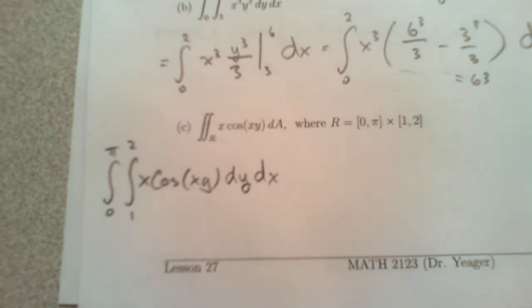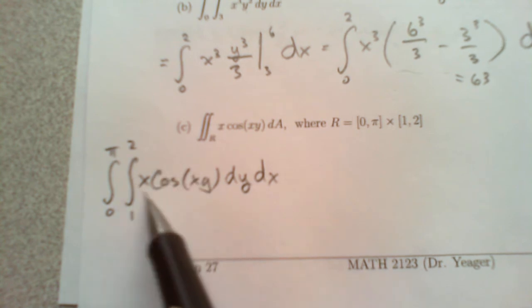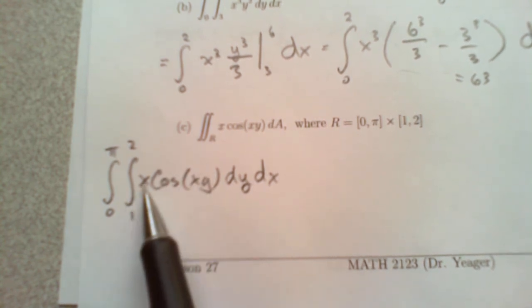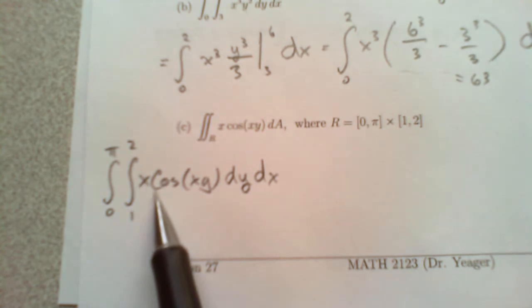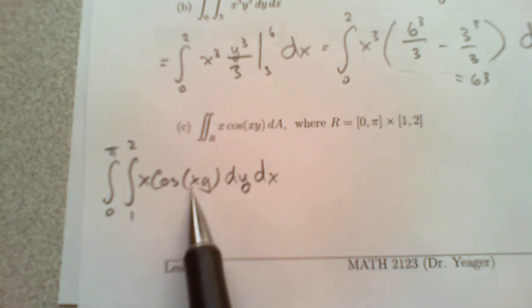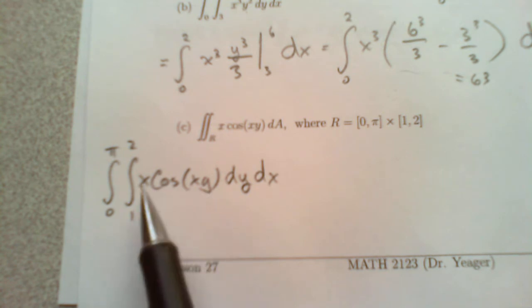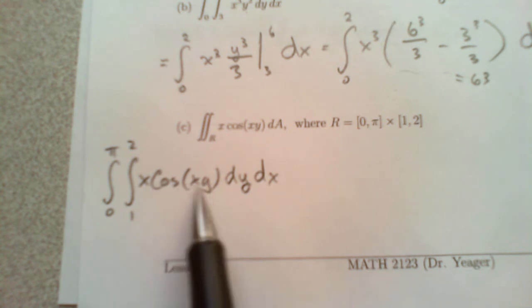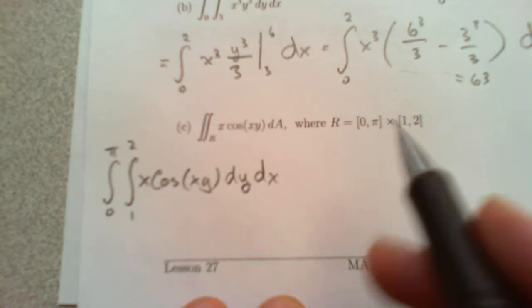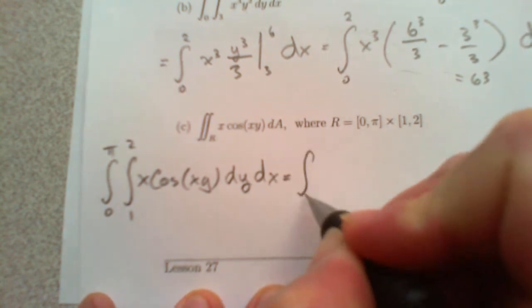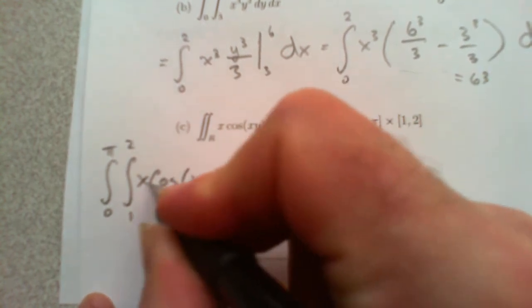Okay, now everything's set up. Antiderivative of this thing with respect to y. x is a constant, so I don't want to really think about that. But the antiderivative of cosine of x times y would be sine of xy divided by x. So let me write this, 0 to pi, leave that x alone.